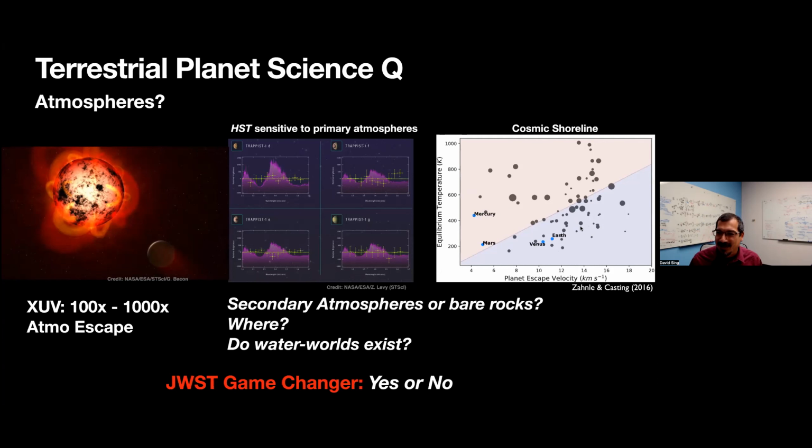So I just show here a kind of guess where you might find atmospheres or not, but we actually have no idea where this line would go, or if any of these M dwarf planets have atmospheres. So this is where JWST is going to be a game changer. Hopefully we're going to get a yes or no answer on this question.